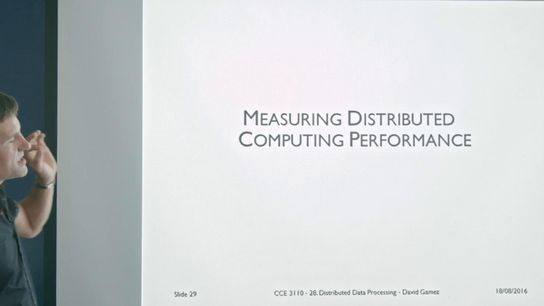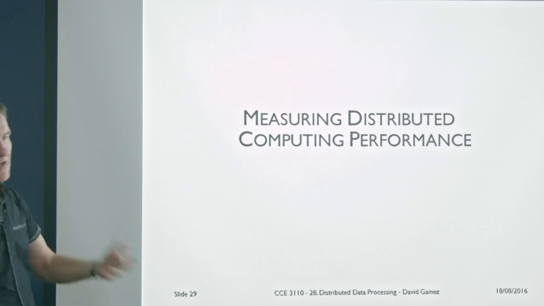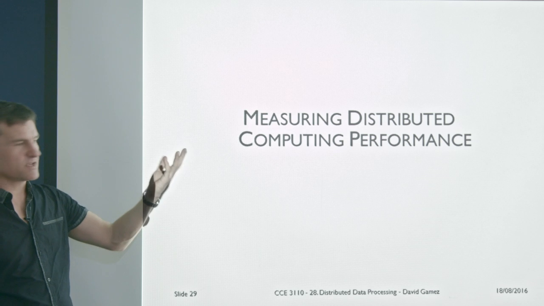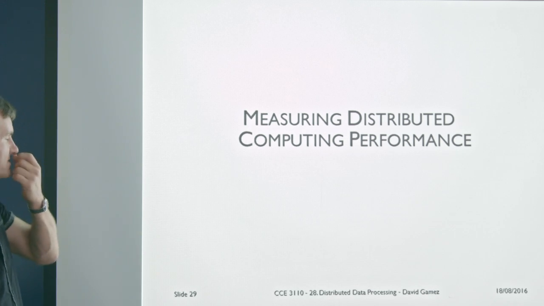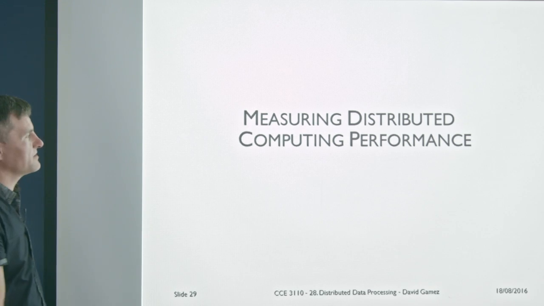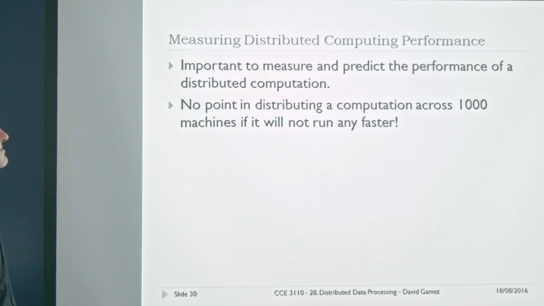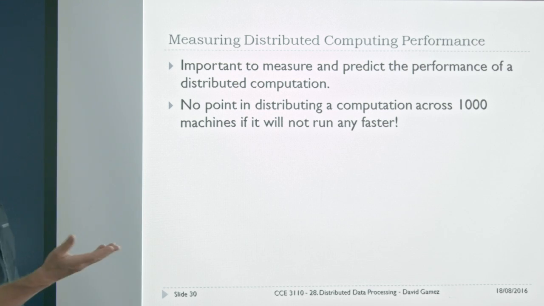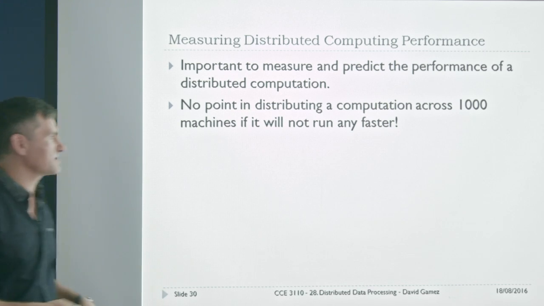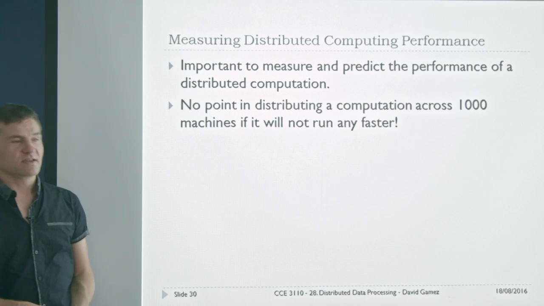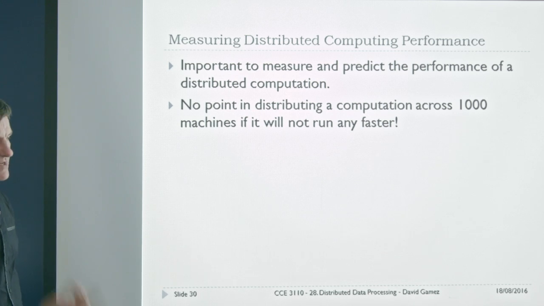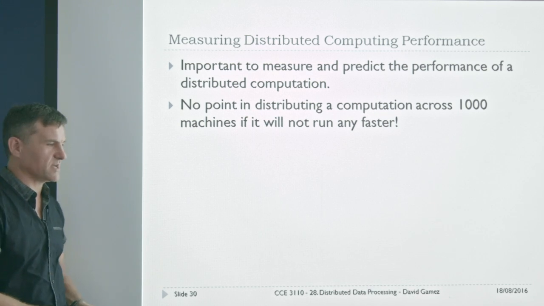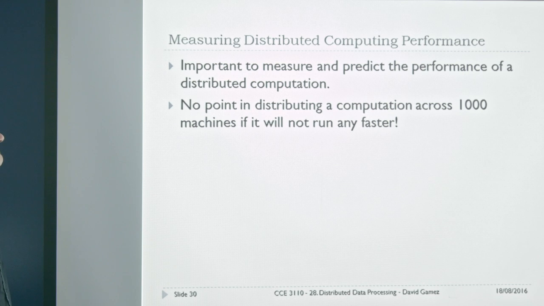So to decide whether it's the sort of problem that really makes sense to send off to your server farm, or to your cluster of 1,000 CPUs, or to write CUDA code for, we need to be able to measure the distributed computer performance. We need to measure and predict how efficiently we can distribute that computation, and that will help us decide whether it's a good idea to distribute it. There's no point in distributing computation across 1,000 machines if it's not going to run any faster. If it's effectively just going to be running on one machine with the other 1,000 machines lying idle, you've just wasted your time trying to distribute it.